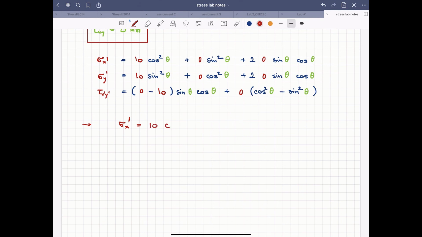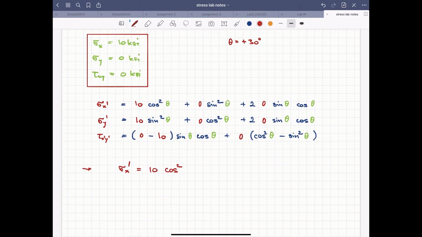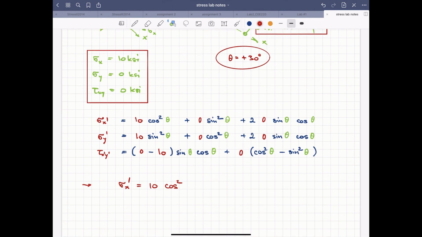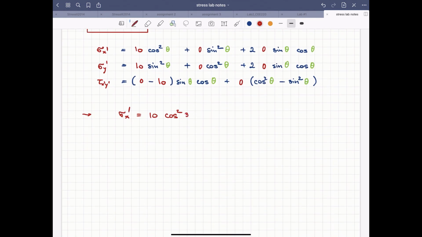So our result simplifies to sigma x prime equals sigma x cosine squared theta. We didn't give one, so let's just pick theta is 30 degrees. So all that remains are sigma x prime is 10 times cosine squared 30 degrees, sigma y prime is 10 times sine squared 30 degrees, and tau x'y' is minus 10 sine 30 degrees times cosine 30 degrees.